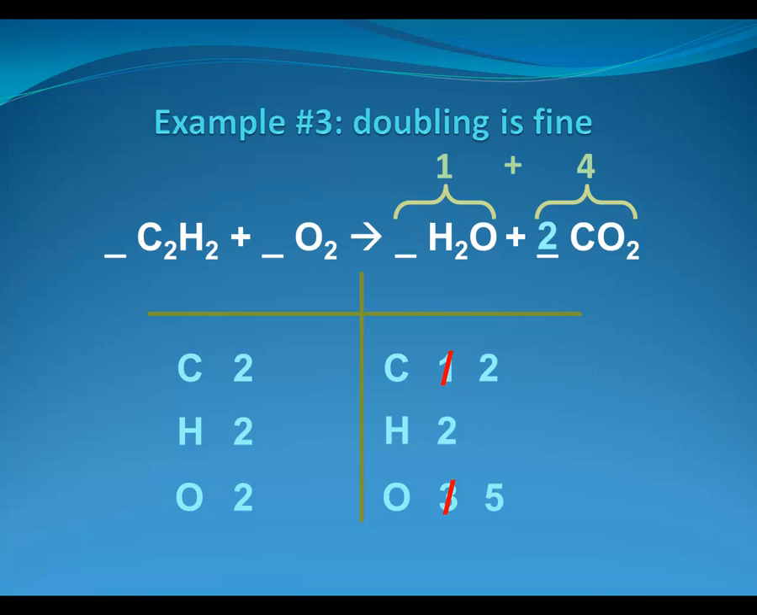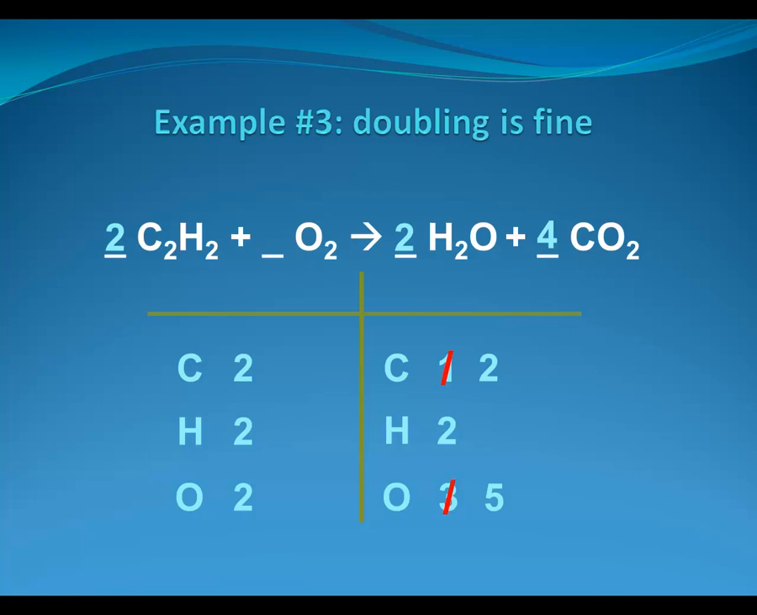The hydrogens are balanced, so now let's move on to the oxygen balancing. We'd want to put a number in front of O2, but there's no one number that we can put in front of O2 that will change it to 5. Instead, let's get rid of the 5 by doubling the entire reaction. Let me show you how that's done. I'm going to put a 2 in front of the acetylene, a 2 in front of the water, and a 4, doubling 2, in front of carbon dioxide.